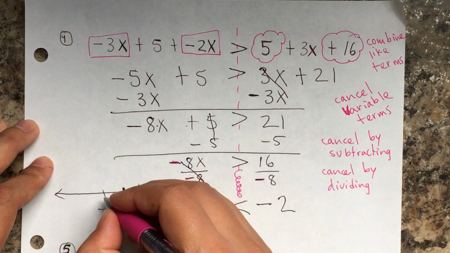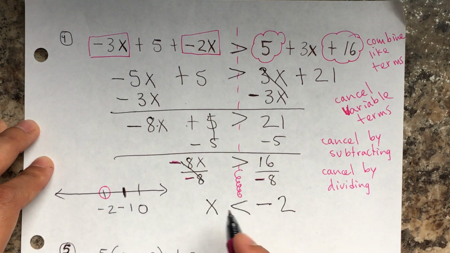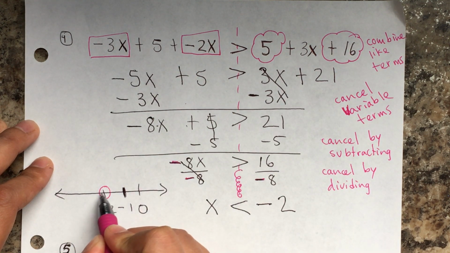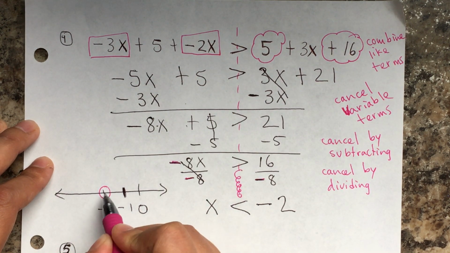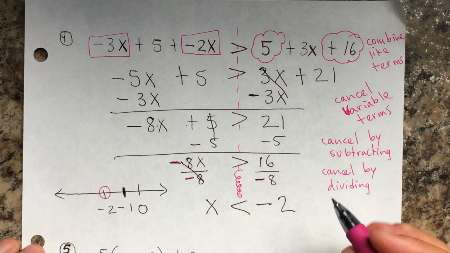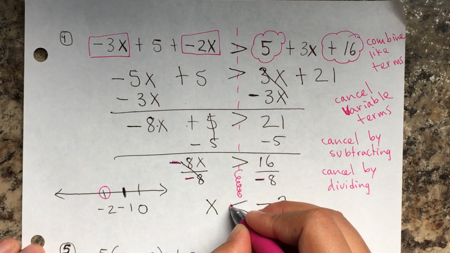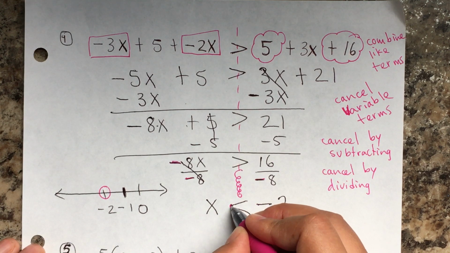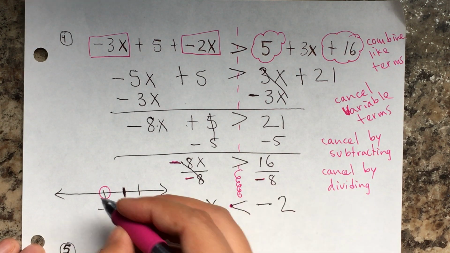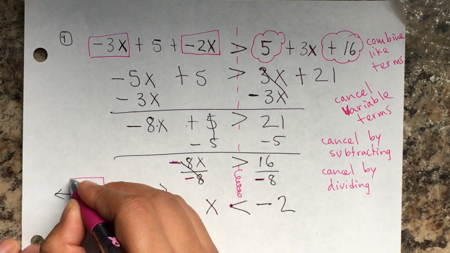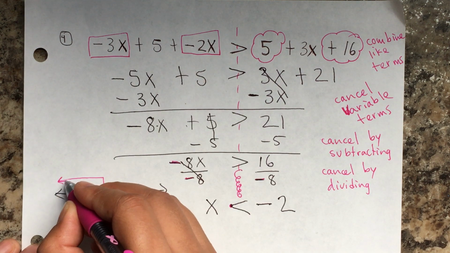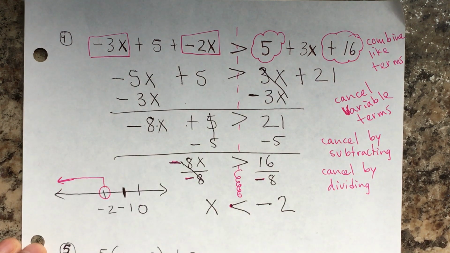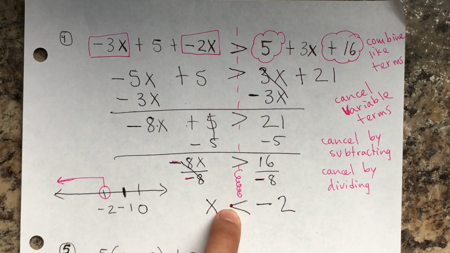The negative 2 tells me where to drop my circle. No pencil, no filling, okay? No hay lápiz, no llenamos el círculo. And now the x is less than. So the lesser numbers are always to the left. Okay, los números más pequeños o menores son a la izquierda. So x is less than, go to the left.